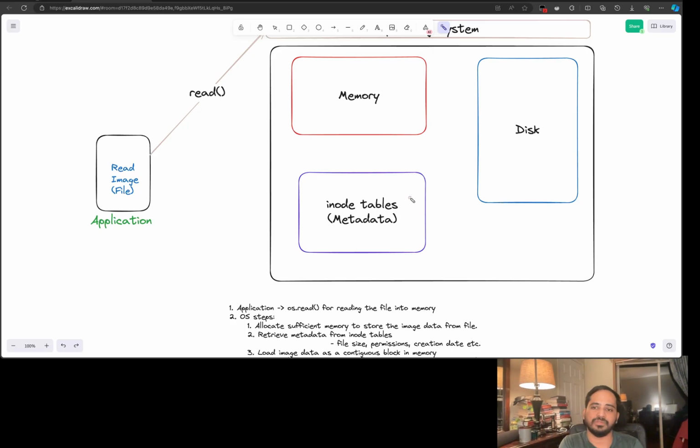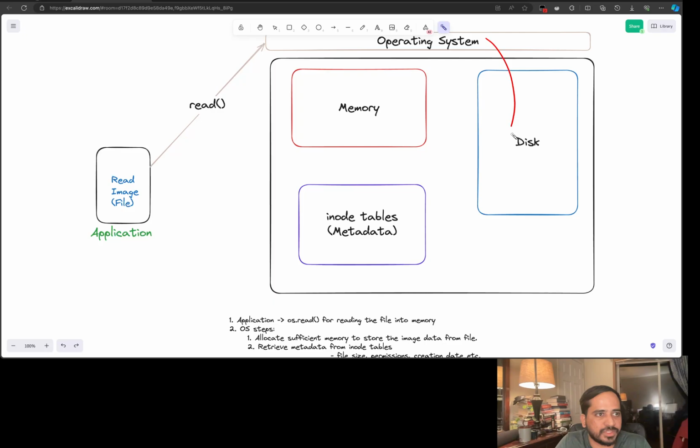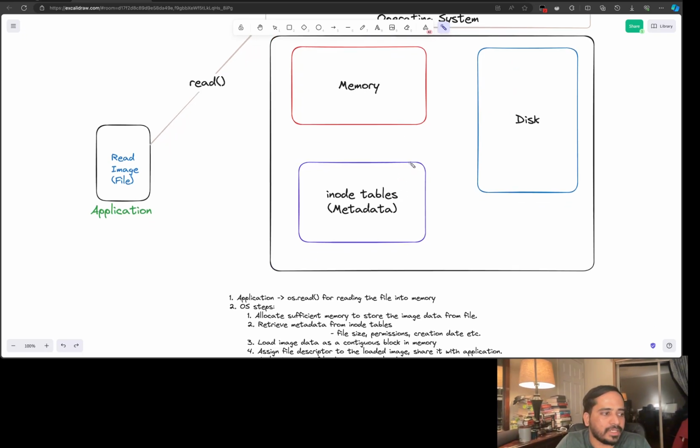Inode tables can be thought of as a caching mechanism, I'd say. So for retrieving the metadata, these inode tables usually store information like the file size, permissions, creation date, all the metadata that we talked about earlier. So far we talked about the operating system allocating sufficient memory, reading the metadata information, and then loading the image, loading the bytes from the disk into contiguous blocks in the memory.